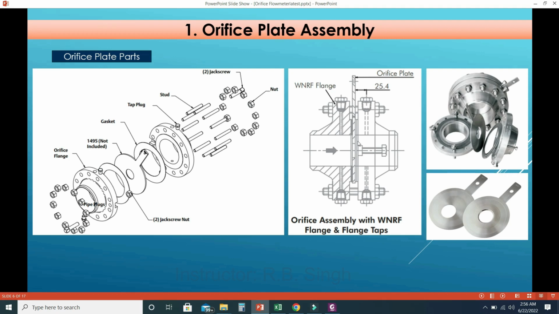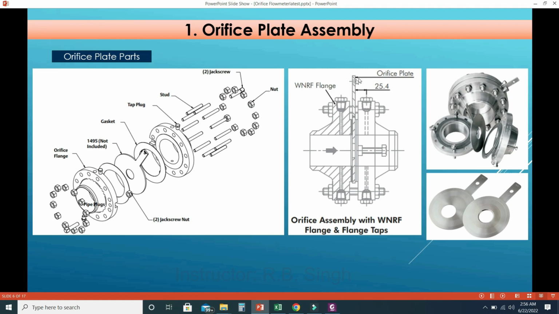This complete assembly is installed here with the pipeline. You can see this is the first flange, this is the second flange, 2 upside tappings, this one the tapping, this is also tapping, 2 below tappings. All the tappings are plugged. You can see this is the plug, and these nuts, bolts and studs are mounted over here. So you can see these 2 flanges are tight, and inside these flanges there are 2 gaskets and 1 orifice plate.